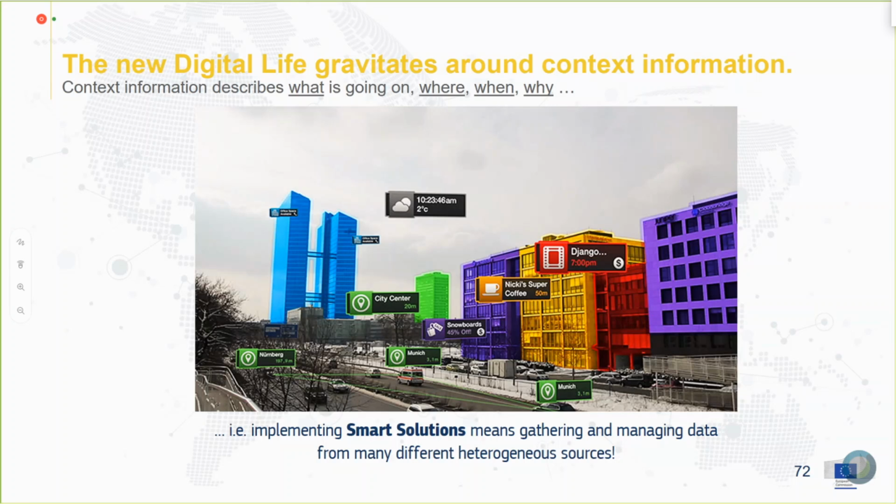Okay, now to implement a smart solution, you would normally combine context information from different sources. Perhaps a car that is driving by this Nikki coffee shop gets a pop-up on his GPS screen in his car saying that if you want the coffee, you will get 10% off between 4 and 6 this afternoon, whatever. Okay.